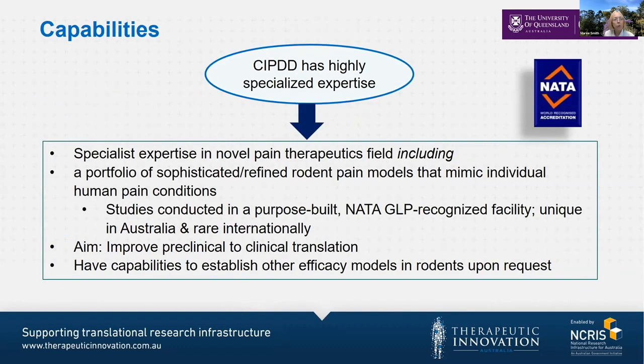So as I mentioned, we have very highly specialised expertise in novel pain therapeutics, a portfolio of sophisticated and refined rodent pain models that mimic individual human pain conditions. All studies are conducted in a purpose-built NATA GLP recognised facility, and this makes the CYP-DD unique in Australia and rare internationally. And this is done to improve preclinical to clinical translation. And we also have the capabilities to establish other efficacy models in rodents upon request.